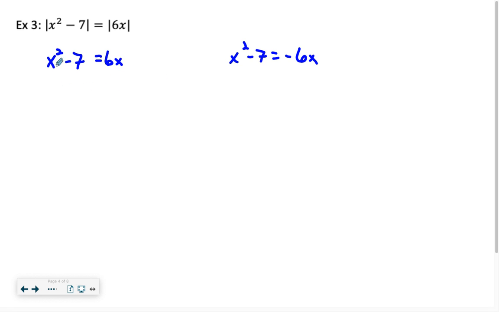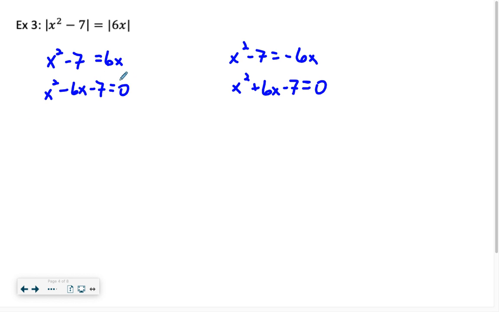For both, I'm going to move the x over to the left side. So here I would be subtracting. So x squared minus 6x minus 7 equals 0. And then over here, I would be adding. So I'll have x squared plus 6x minus 7 equals 0. And then we just want to solve both of these.